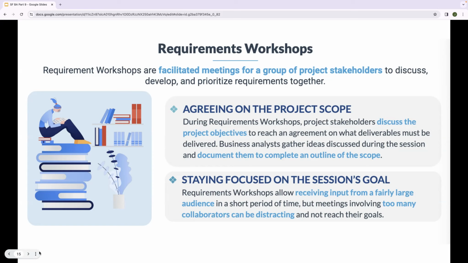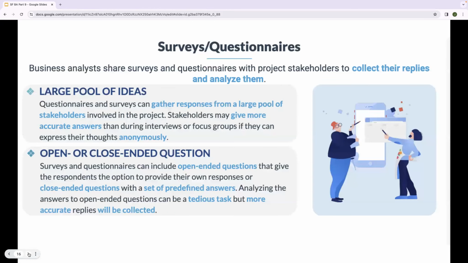Staying focused on the session goal. Requirement workshops allow receiving input from a fairly large audience in a short period of time. But meetings involving too many collaborators can be distracting and not reach their goals.